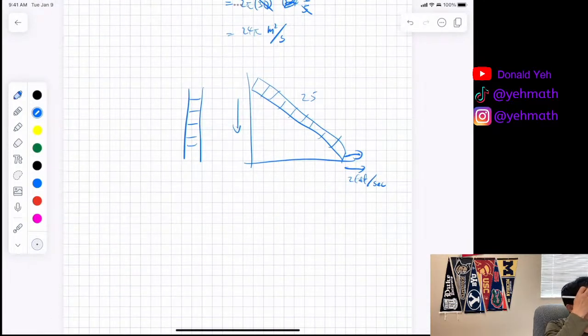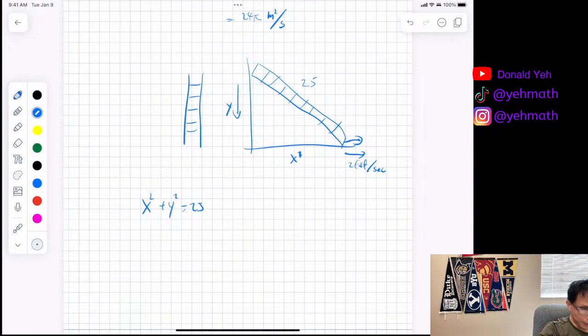Okay, so for those of you who are new, this is actually just x squared plus y squared is equal to 25. So this is x, this is y. It's called the Pythagorean identity. You understand? If I were to take a derivative with respect to time, we also have dx/dt is equal to 2 feet per second, right? It's pulling away. How fast is it coming down?